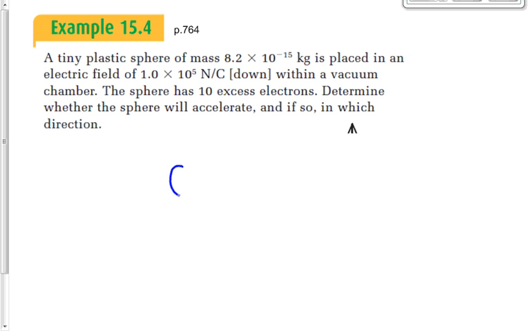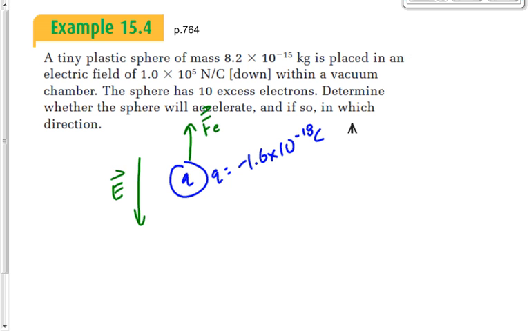It has 10 excess electrons, so its charge is going to be negative 1.6 times 10 to the minus 18 coulombs. There is an electric field downward. That means the electric force will be upwards. Why? A negative particle experiences a force opposite to the direction of the electric field. Force of gravity will be downwards.